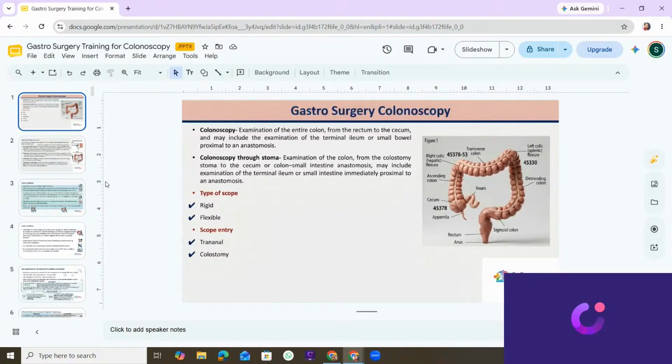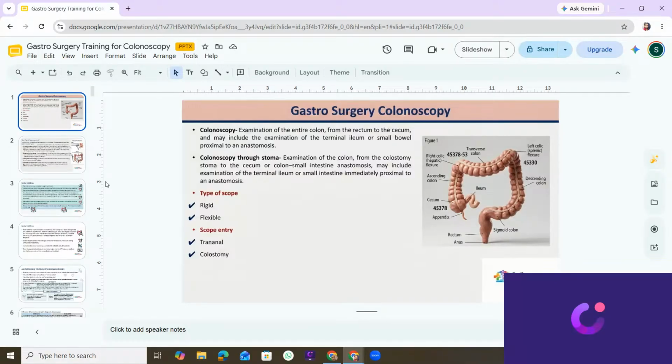Colonoscopy through the stoma. What is a colonoscopy through the stoma? It is an examination of the colon from the colostomy stoma to the cecum or colon small intestine. Anastomosis may include examination of the ileum, terminal ileum, or small intestine immediately proximal to the anastomosis.